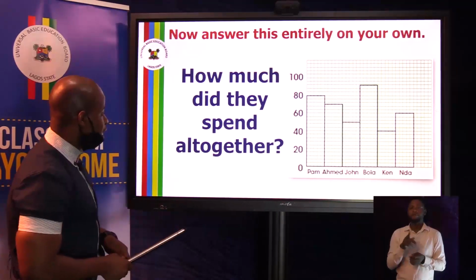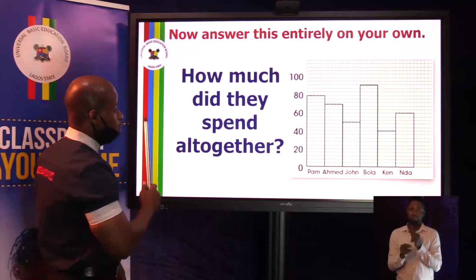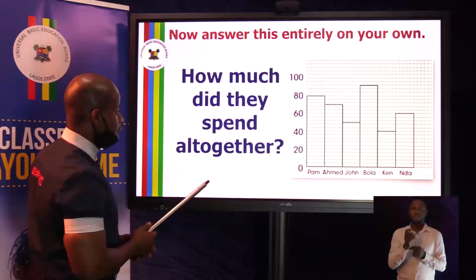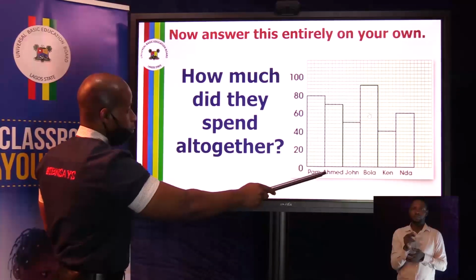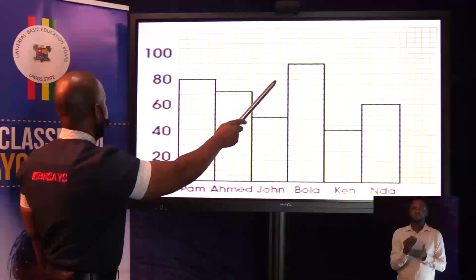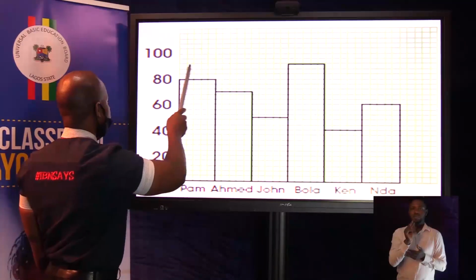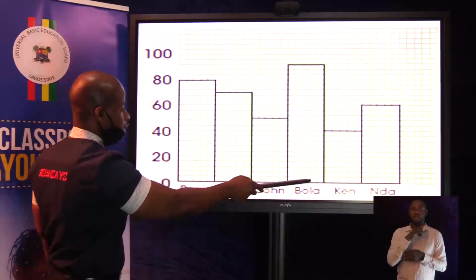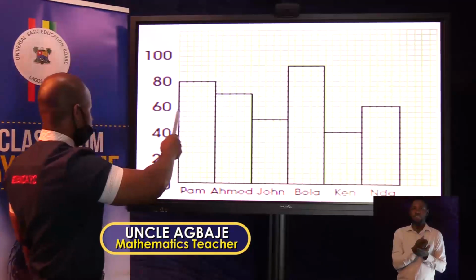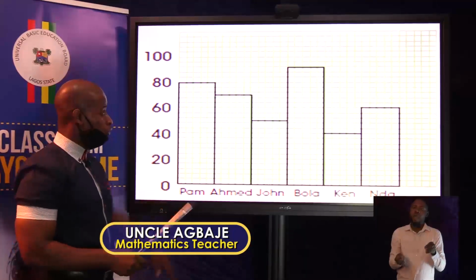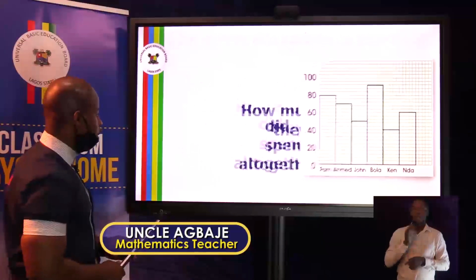Well, Pam spent 18 naira, obviously. Ahmed spent 17 naira. John spent 50 naira. Bola spent 90 naira, because that's between 80 and 100. Ken spent 40 naira, and Unda spent 60 naira. So we're just going to add all of these up, and I'll do that on the next screen.